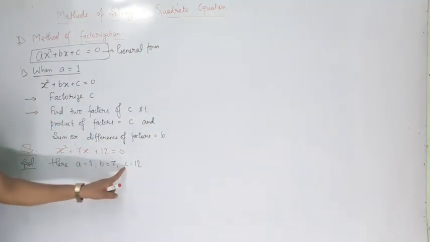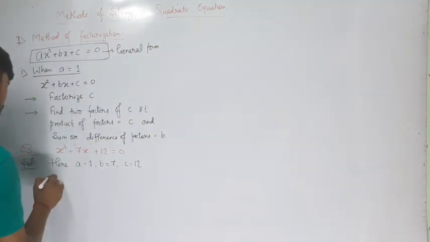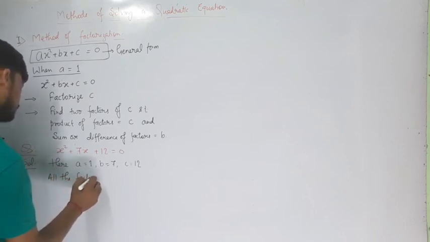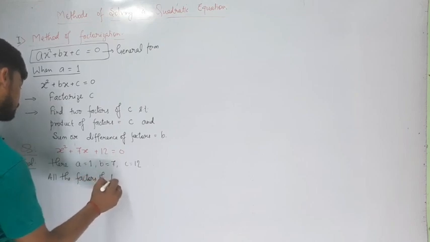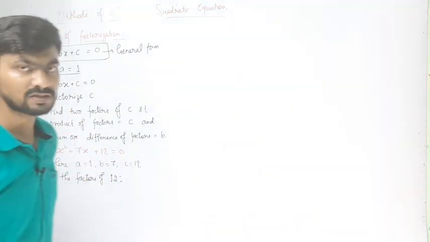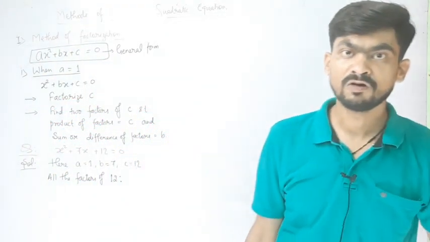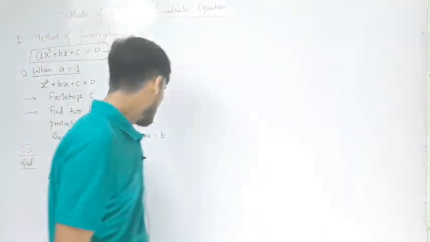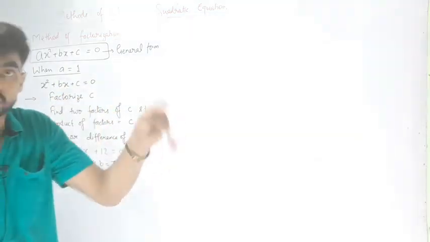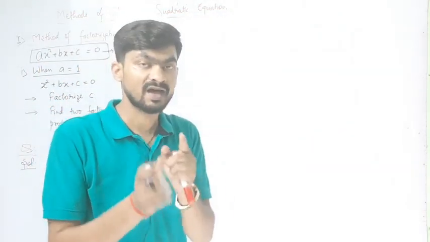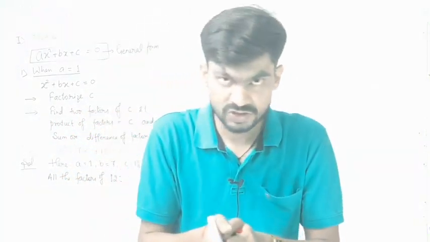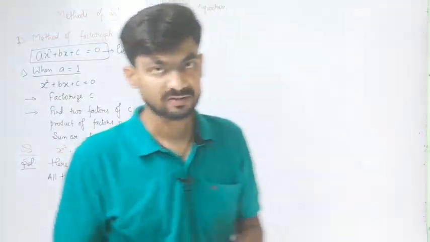Now factorize c. c means 12. So write all the factors of 12. While writing the factors, one must be aware of the sign as well. Why? Because if plus 1 can divide 12, minus 1 too can divide. So here we have to take both the signs of factors. Means you have to consider positive as well as negative sign of the factors.